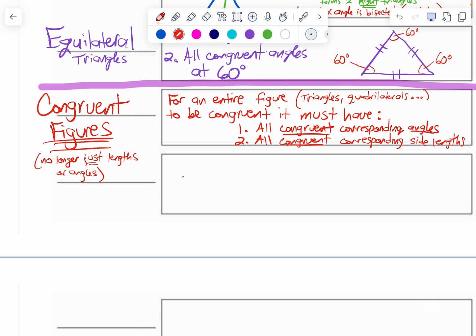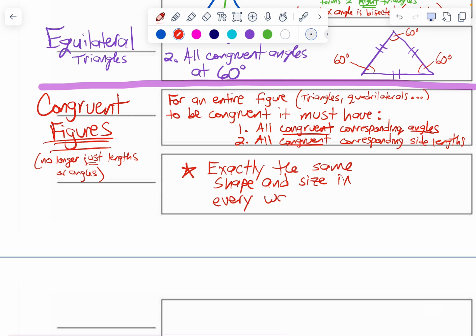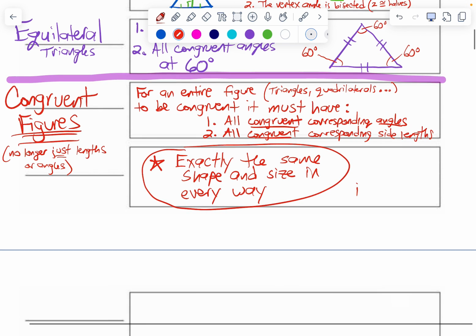And what this boils down to is it has to be exactly the same shape and size in every way. That's what congruent figures now mean. All corresponding angles are congruent. All corresponding sides are congruent. Obviously, the shape is congruent. Everything about it has to be identical. Okay? Like a copy.